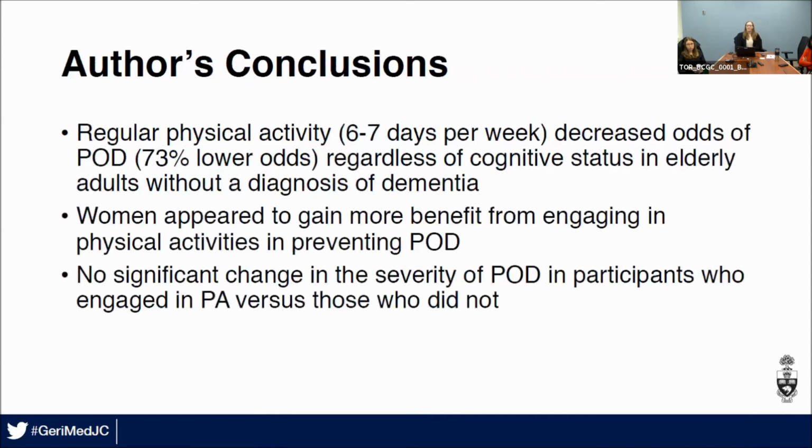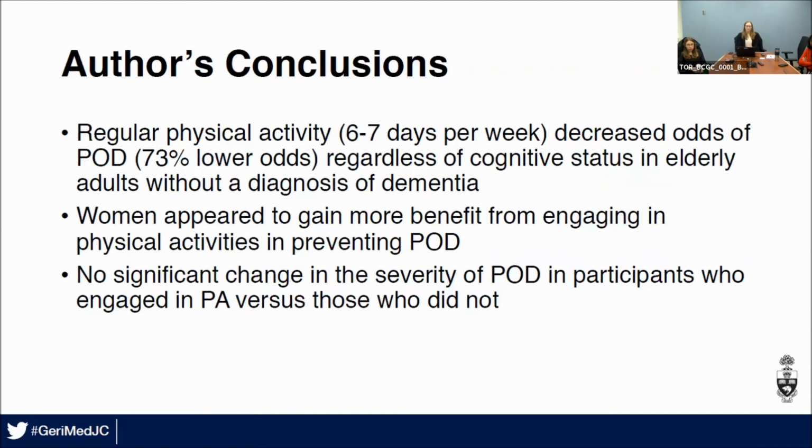So the authors concluded that regular physical activity, so in their model defined as 6 to 7 days per week, decreased the odds of post-op delirium, so 73% lower odds, regardless of their cognitive status. So looking at cognitive reserve based on the number of cognitive activities they performed in an adult elderly population over the age of 60 without a diagnosis of dementia. They also found that women appeared to gain more benefit from engaging in physical activity in preventing post-op delirium. And there wasn't really a significant change in the severity of post-op delirium in participants who engaged in physical activity versus those who did not.